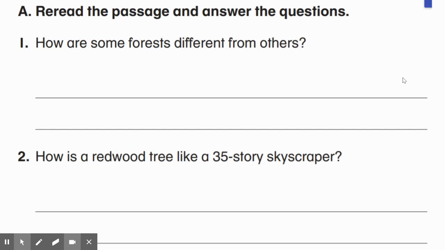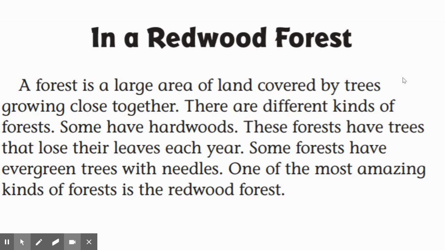All right, we made it through the reading, and now we are going to work on answering the questions. Question number 1. How are some forests different from others? How are some forests different? Let's go back into the text and find our answer. I remember at the beginning of the story, the author taught us about different kinds of trees that forests might have.